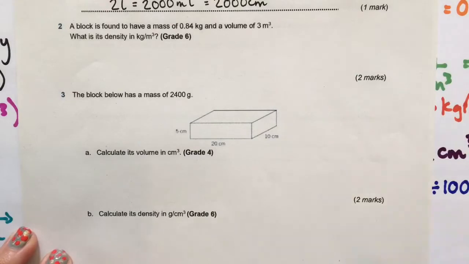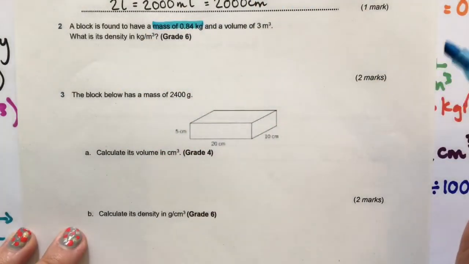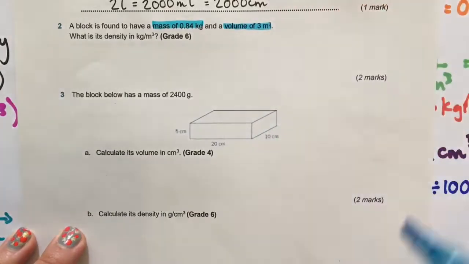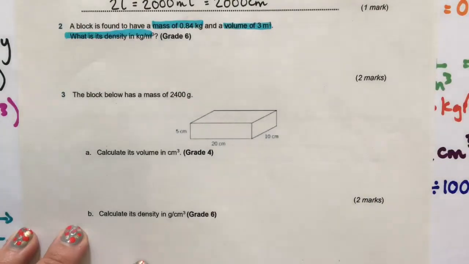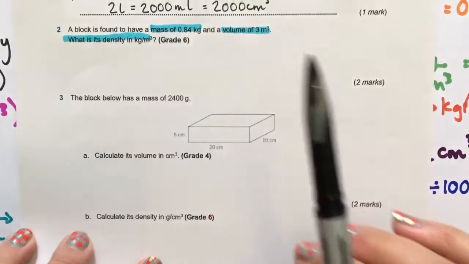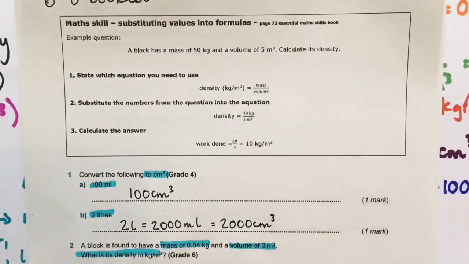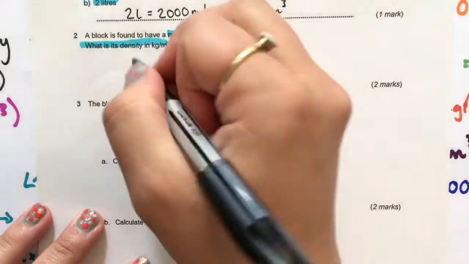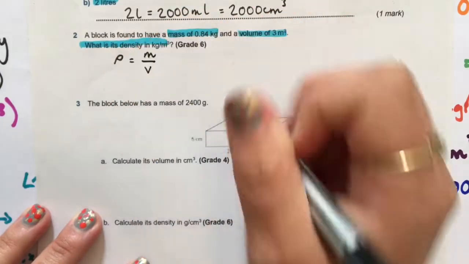Okay, a block is found to have a mass of 0.84 kilograms and a volume of 3 metres cubed. What is its density in kilograms per metre cubed? So first of all, if you get stuck with this, you can go back to the box up here and it will help you through step by step. So I'm going to write out my equation to start off with. So density is equal to mass over volume.